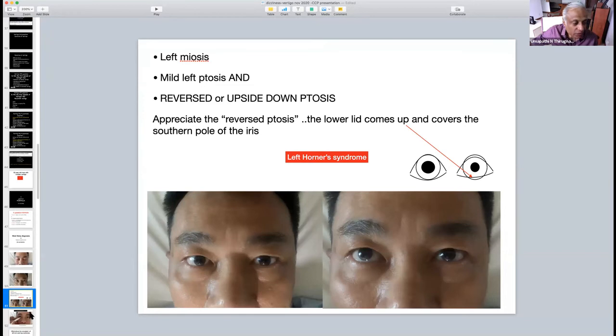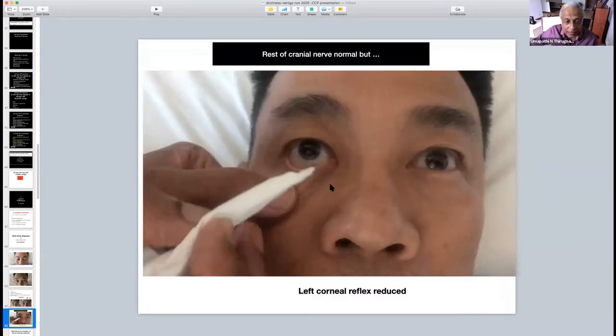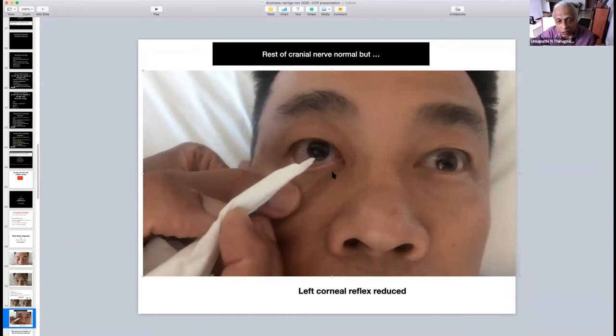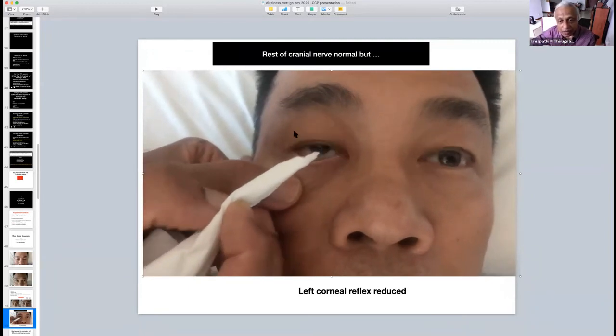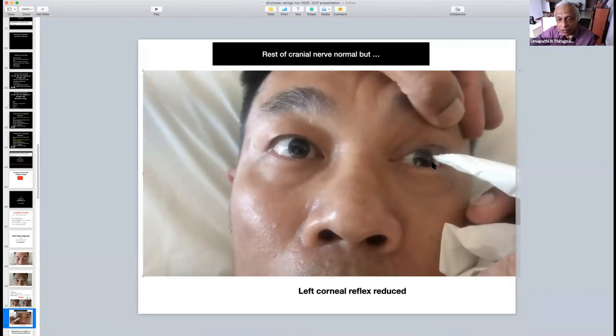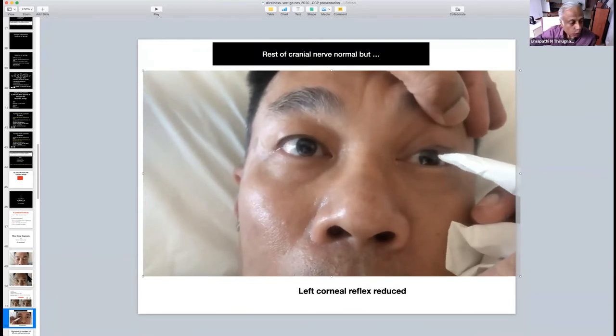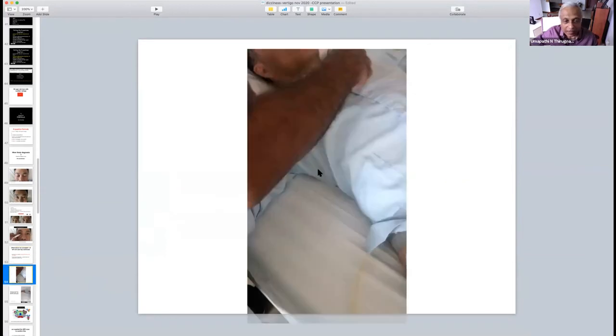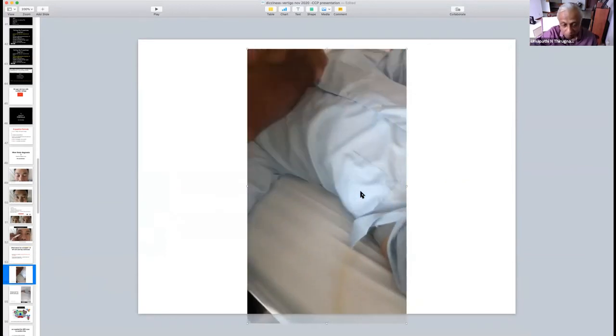So then we went on to examine him further and he realized that not only does he complain of arm numbness, but his cornea reflex is also reduced. He blinks very well on the right, but hardly blinks when we touch his cornea on the left. So cornea reflex is absent on the left. So then we went on to examine his limbs and we found very exciting findings. Not only is he numb on the left arm and the left leg, but the normal side was also not normal. What was wrong with the normal side? Let's play the video and let's listen to him.